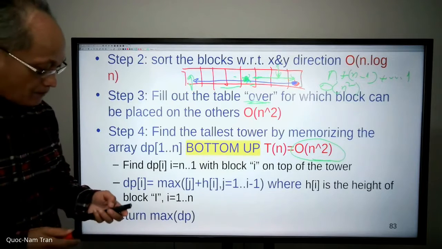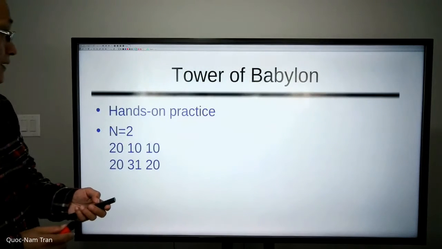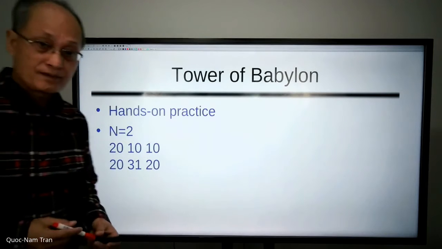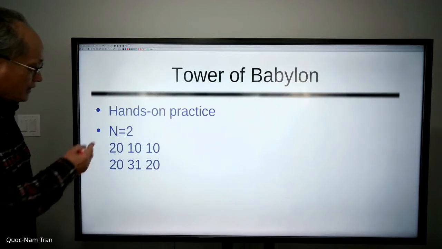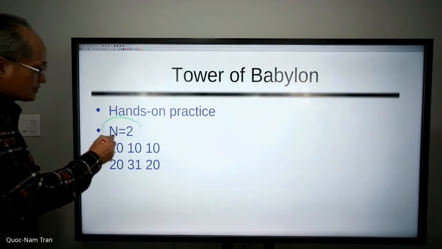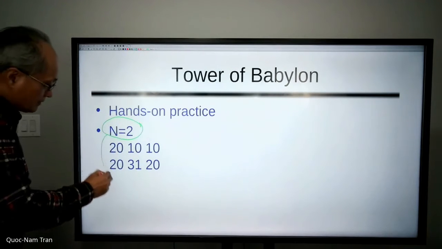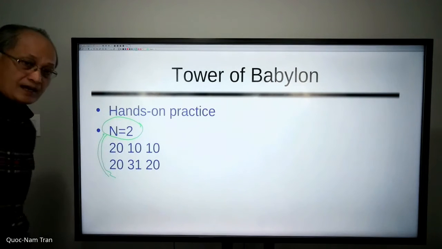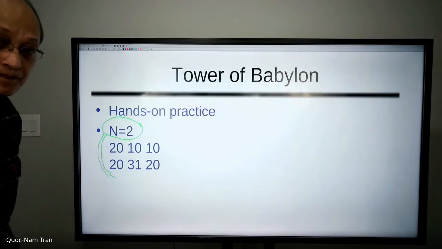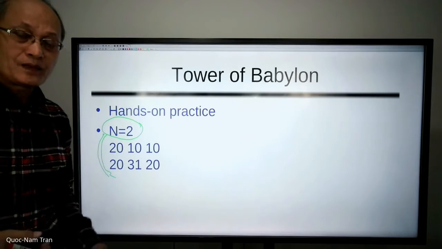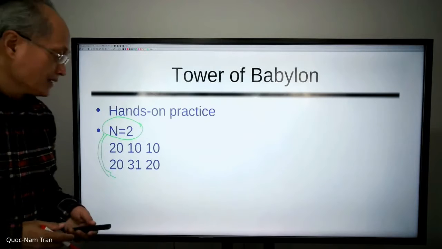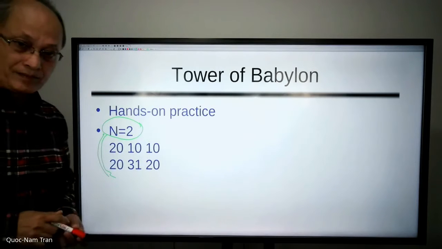And now we have the hands-on practice for the rest of today. So we have two blocks with this size. Okay? Now, tell me what would be the tallest height of the Tower of Babylon?